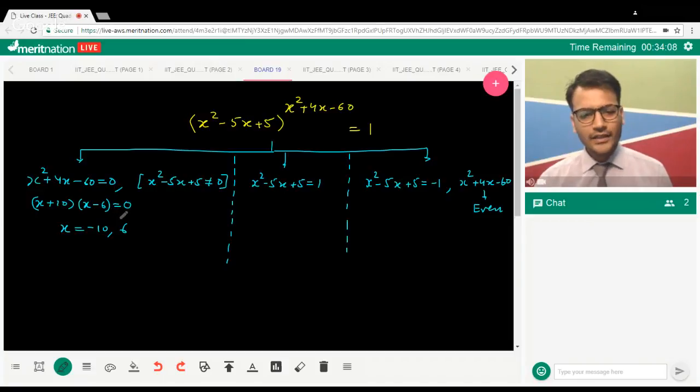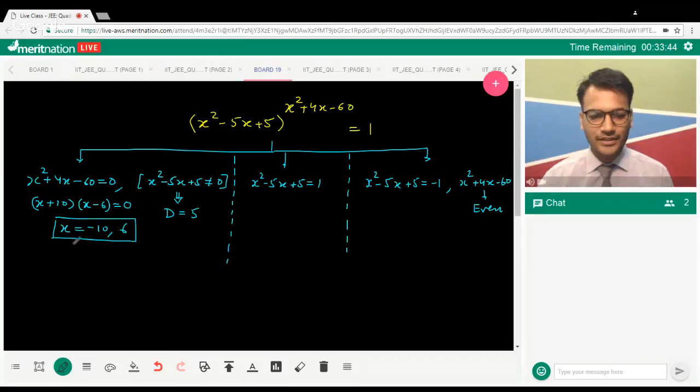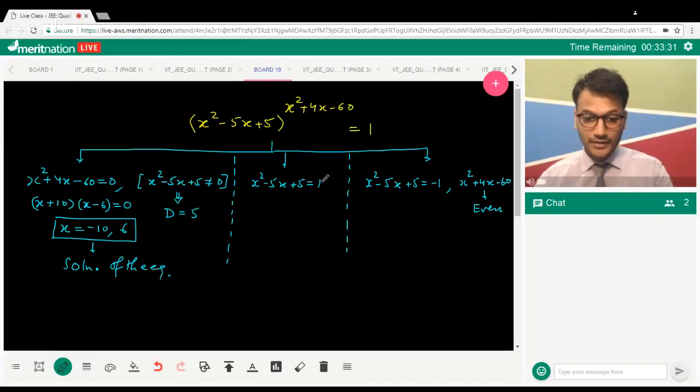So over here, if you figure out the discriminant, b square minus 4ac is 5, that is not a perfect square. So in that case, you can't get integer roots. So -10 and 6 cannot give me this equation equal to 0. So these are the conditions that will be taken into consideration for the solution of the equation. Then we'll talk about the second equation.